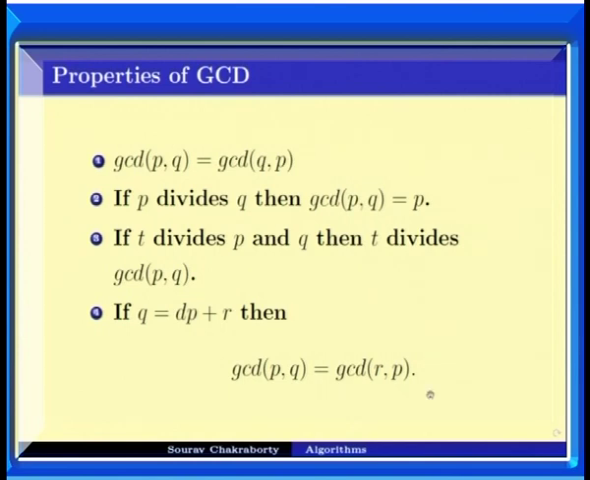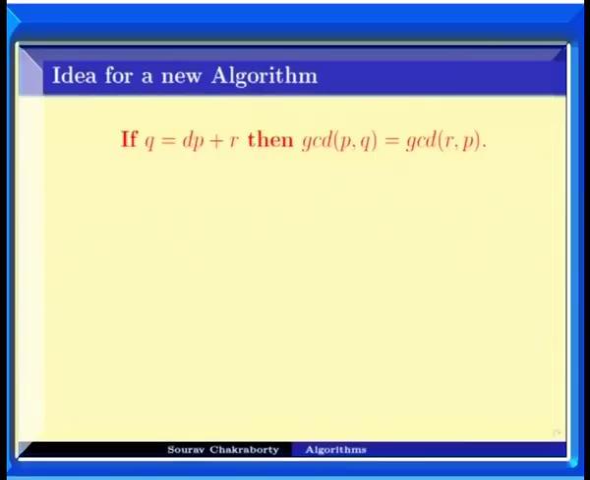Now comes the next point. Can we use this particular property to get a slightly better algorithm? Here is the idea. By the fourth property, we know that if you can write q as dp plus r, where r is the remainder when you divide q by p, then GCD of p and q is equal to GCD of r and p. So we can use that idea.